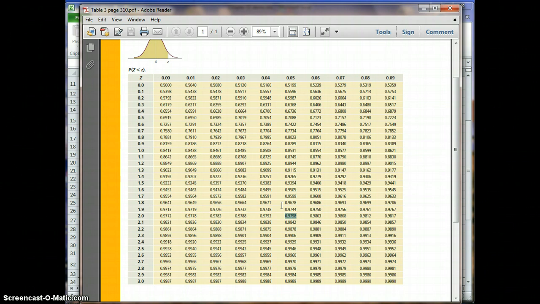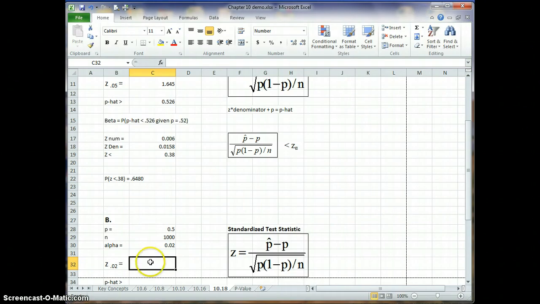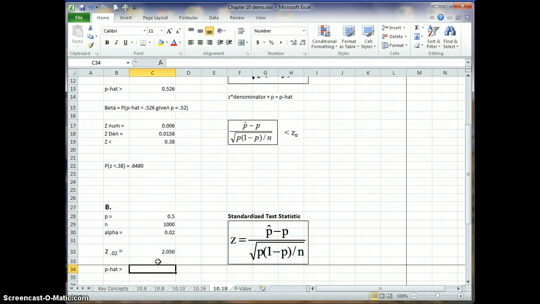We could just call it 2.05 and we'd be okay. I mean, it could be 2.055 maybe, but for our purposes, let's just put it at 2.05. And again, we want to do the calculation now of the p-hat, and we're using the same z times the denominator plus p to give us p-hat. So let's do that.